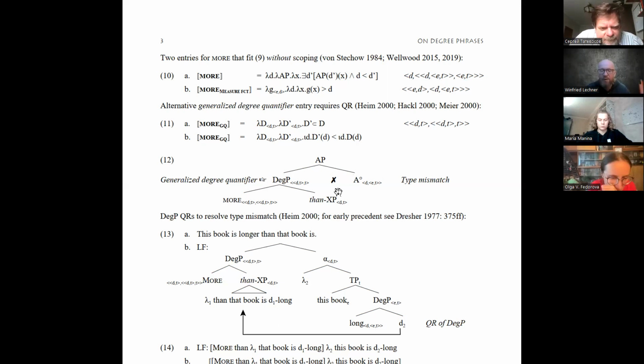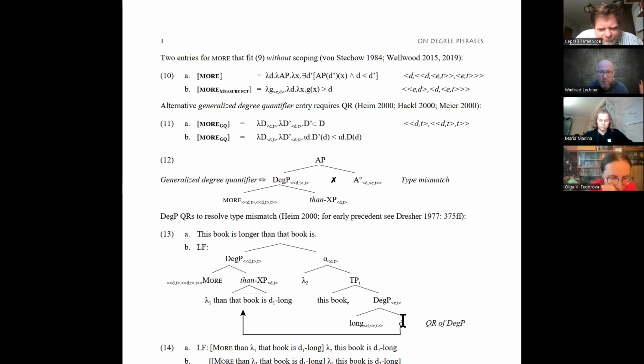And that type conflict, and this is either the beauty or the drawback of that kind of method, is that this type conflict can be resolved by covert movement or some type of movement. I spelled it out in 13. So let's see what this looks like in a little bit more detail. This book is longer than that book is.